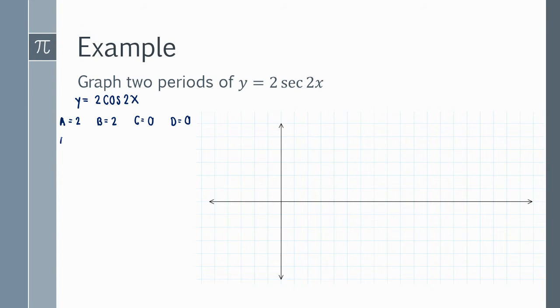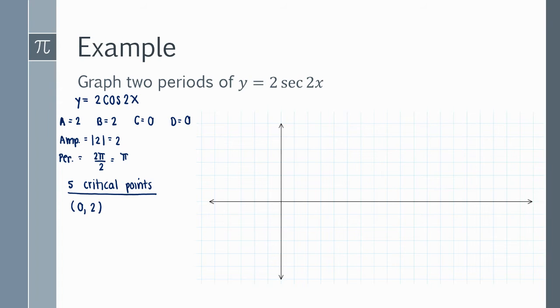So from those values, we know that our amplitude is always the absolute value of A. So the absolute value of 2 is 2. The period is going to be 2 pi divided by B. So 2 pi divided by 2 gives us a period of pi. So we want to create our 5 critical points. Remember though, unlike sine, we don't start at 0, 0. Our first critical point is always 0, comma, A. And so for us, our A value is 2, so 0, 2.